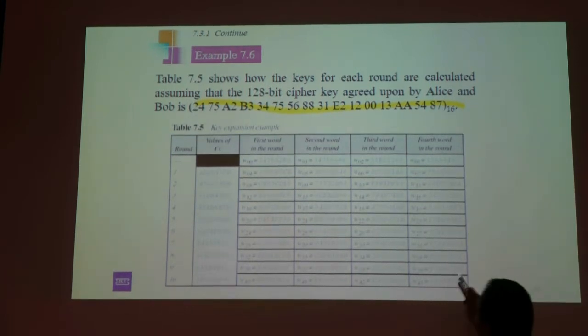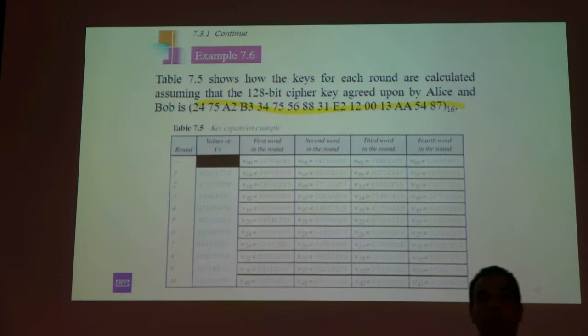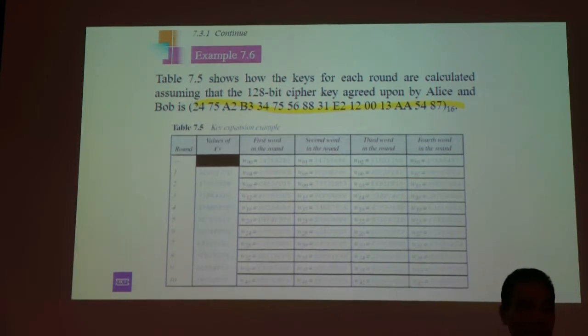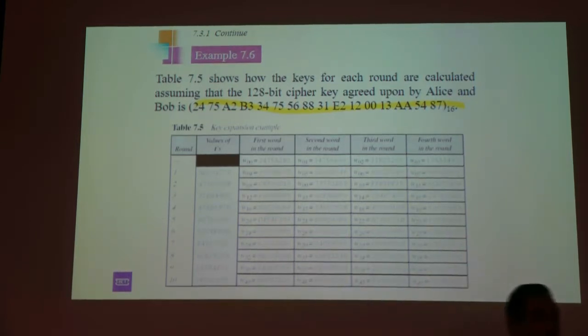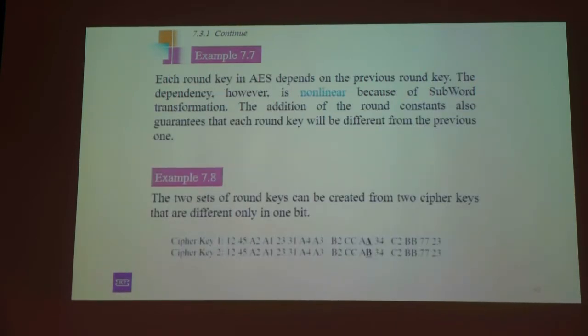Alright, what do you notice? I'm sure you don't notice anything because you cannot see, but presume that you can see what's written in here. You'll see it's completely diffused and so on, right? Each round key in AES depends on the previous round key. The dependency, however, is nonlinear because of the SubWord substitution for the word transformation. The addition of the round constant also guarantees that there's no linearity.